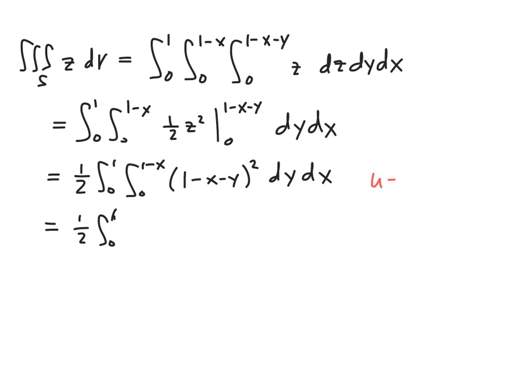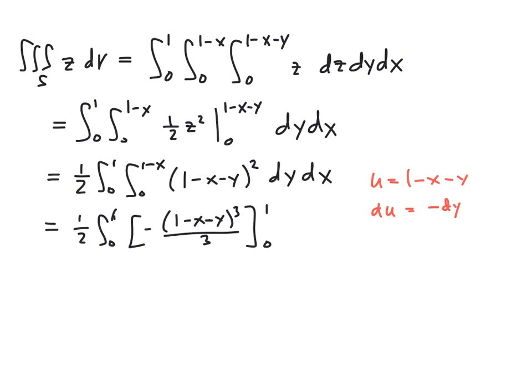So I might make u as 1 minus x minus y. Du is just going to be negative dy. And so when we do this, we'll just have to include a negative sign with the integration. And so the antiderivative of this function is just going to be negative, and that comes from the substitution, 1 minus x minus y cubed all over 3. Right? And that'll be from 0 to 1 minus x.